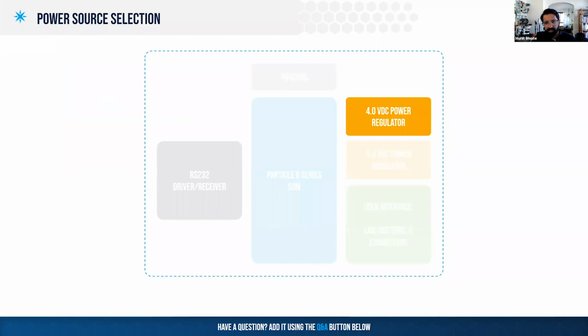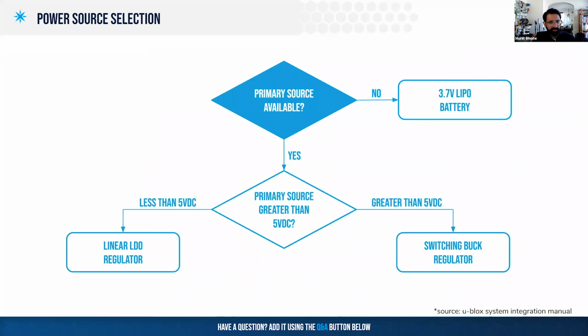Next comes the 4-volt regulator. This particular regulator will only be powering the modem, in this case, the SARA-R410. You need to make sure that all of the design choices we make are relevant to the modem that you're using. And so how do we choose that? It's quite a straightforward decision.